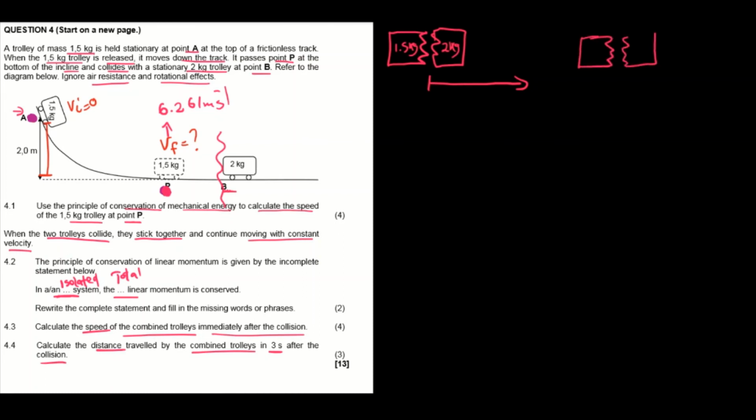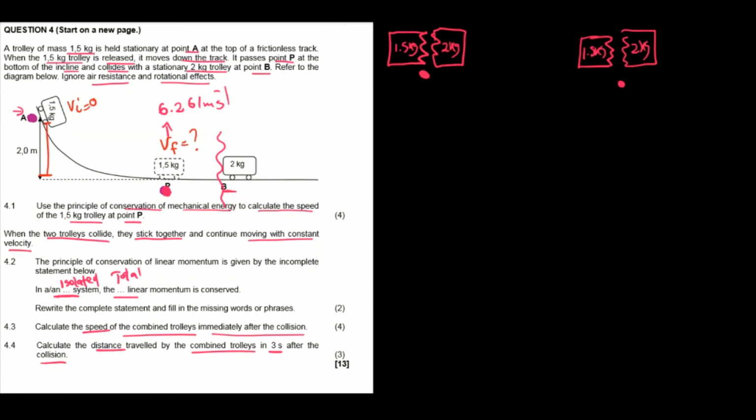4.4 says that we must calculate the distance traveled by the combined trolleys in 3 seconds after the collision. So what happened is these trolleys collided together at these points. So this is a 1.5 kilogram trolley and this is a 2 kg trolley. As they first collided, they moved in that direction. Let's say this is the point where they stopped. So it's 1.5 kg, this is a 2 kg trolley.